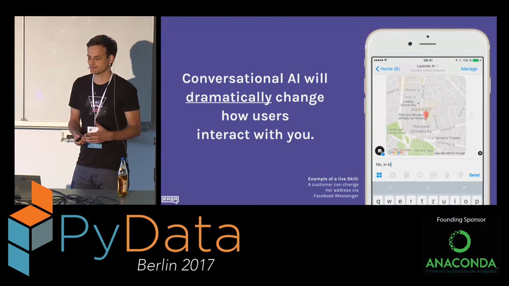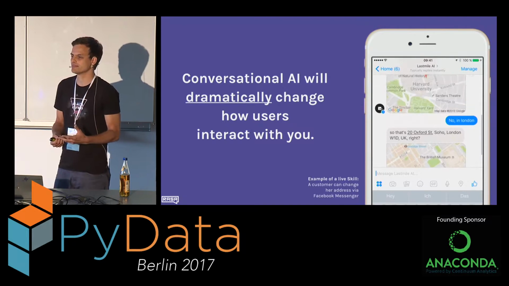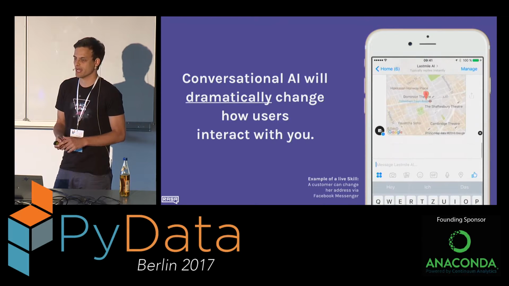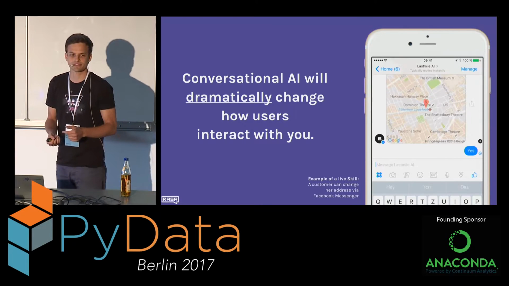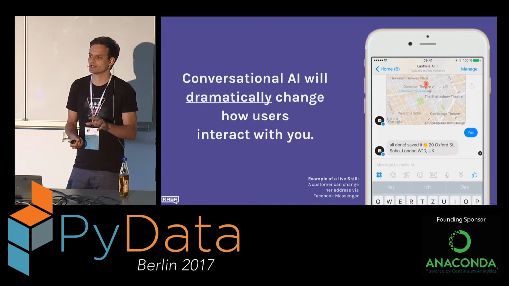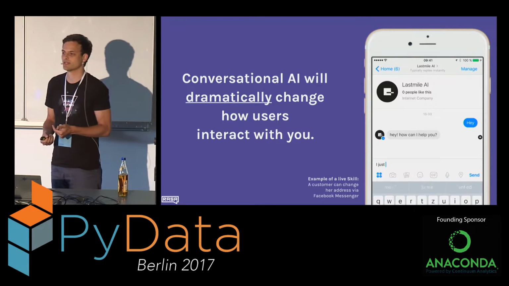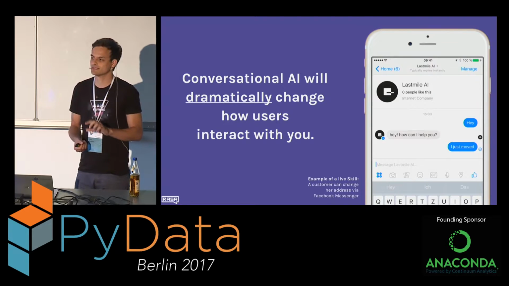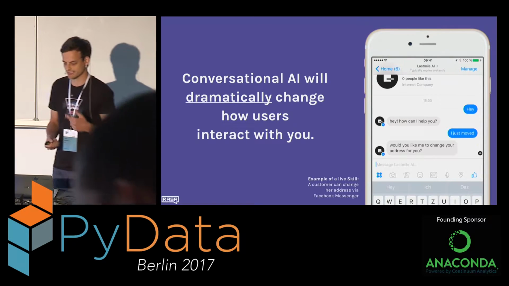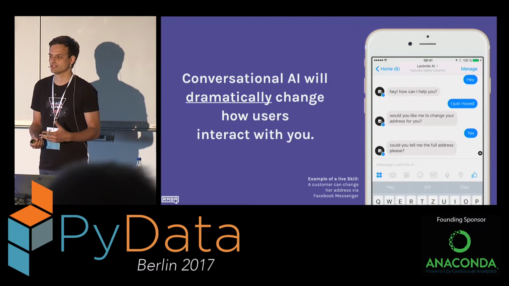But the idea is that conversational AI will dramatically change how users interact with software, right? So they define what happens next. They define how the workflow happens. And that's quite different to a web page, right? So in the web page, you design it, and the user needs to find the information he's looking for. In a chat, he is describing his need, and by analyzing that message, you can provide him with the information he's looking for.